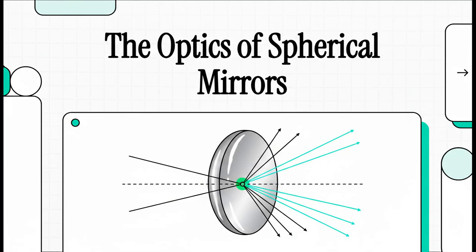Welcome to the Explainer. Forget about your everyday flat mirrors for a second. Today, we're bending the rules of reflection to understand the physics of curved mirrors, a world where light gets twisted to magnify, shrink, and literally turn our reality upside down.